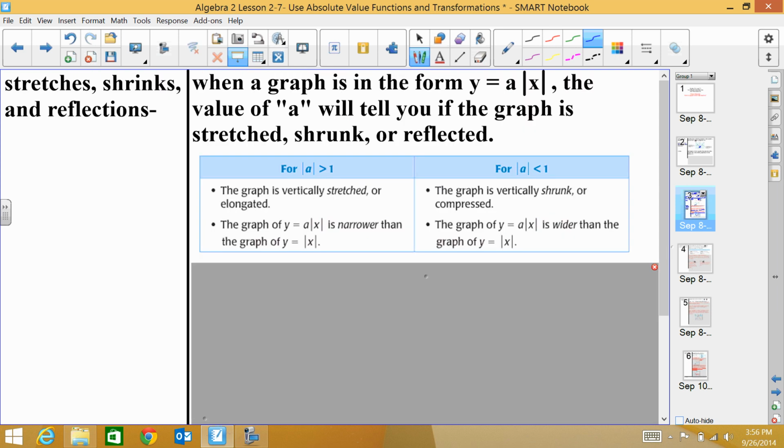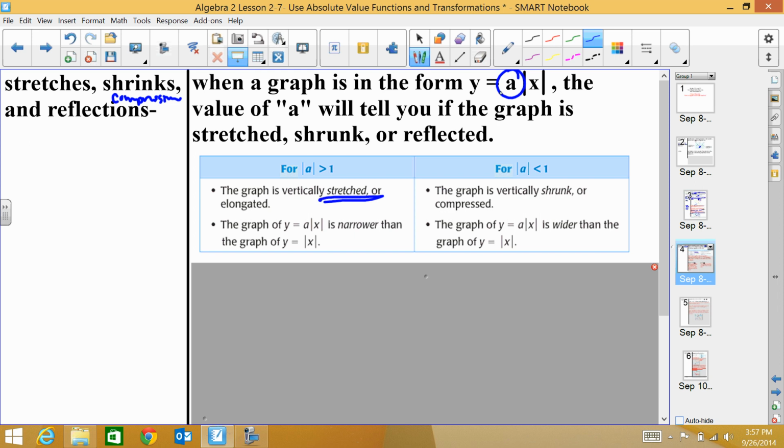Now let's talk about stretches, shrinks, which is also called a compression, and reflections. The number in front of the absolute value tells you if it stretches, compresses, or reflects. So if the absolute value of a, which is just the number without the negative sign in front, is greater than 1, it is going to stretch.